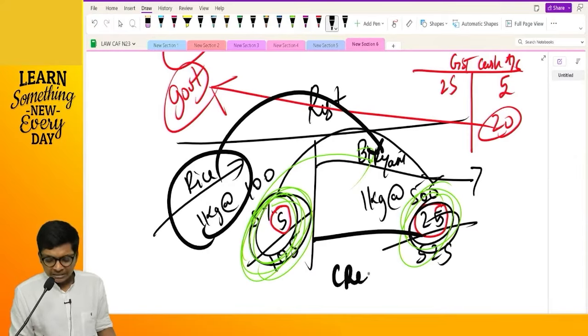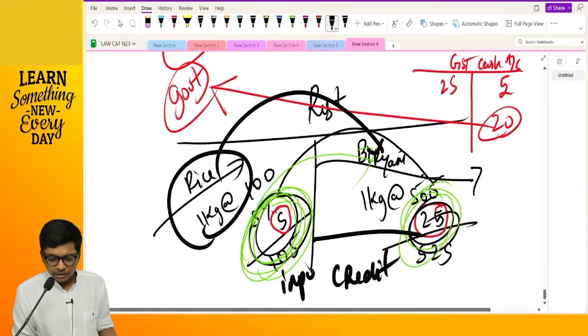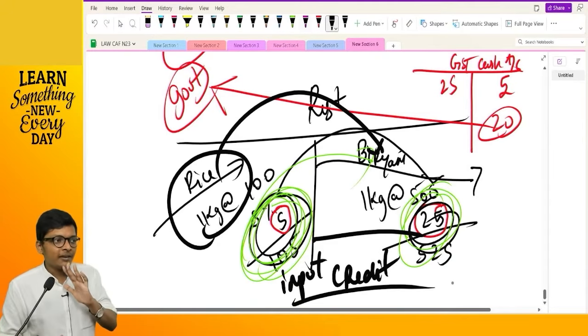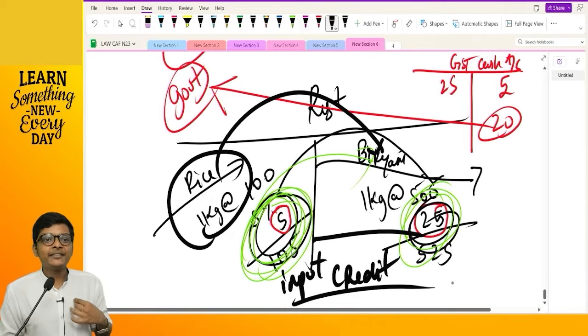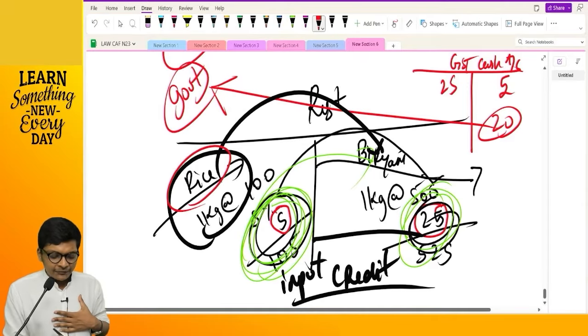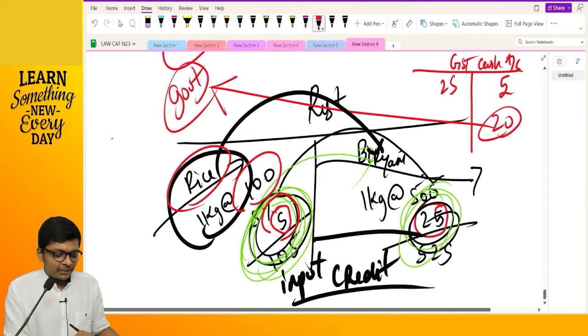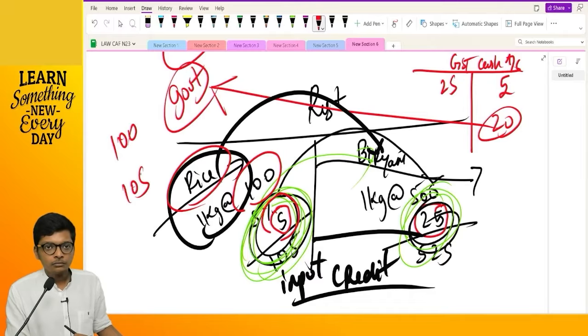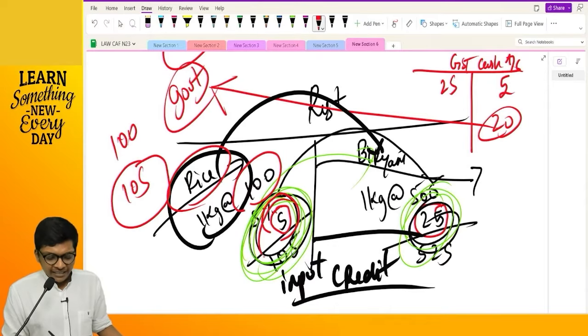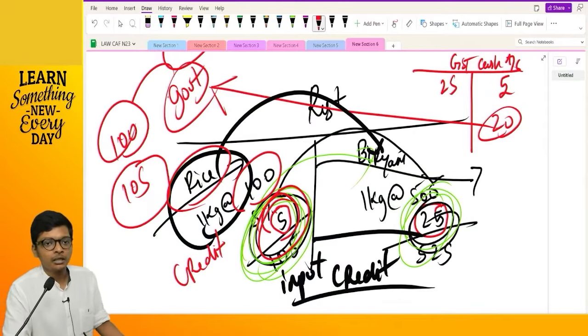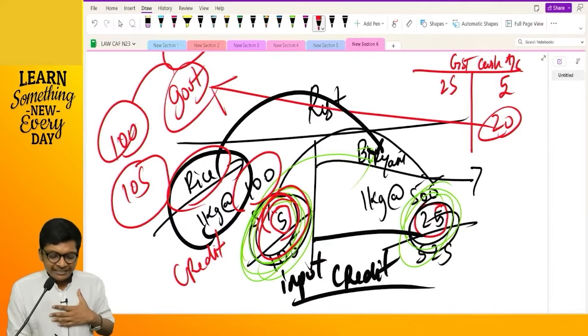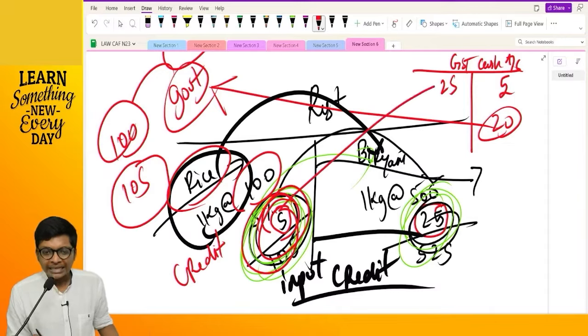This is called input credit. You don't have to bother, guys. In the exam, they will say I purchased the rice for 100 and paid GST. But will the cost of inventory be 100 or 105? It would be 105, but the 5 is a credit, so you will take only 100. Are you following? It is not a cost because this 5 is reimbursed to me by the customer. So it's not an expense.